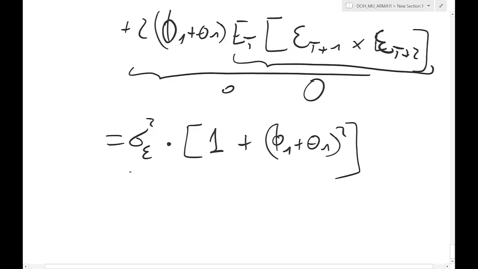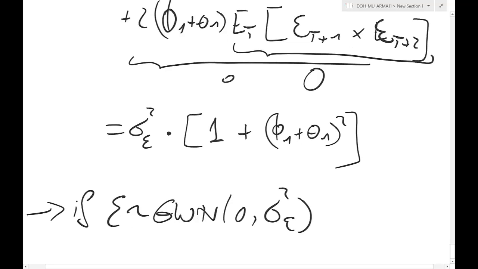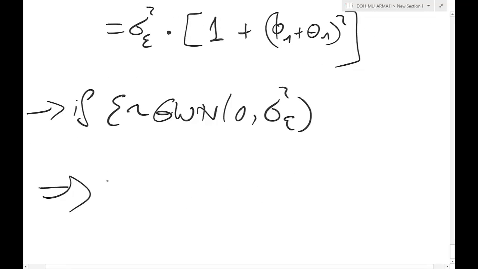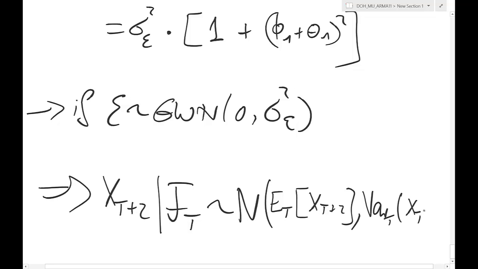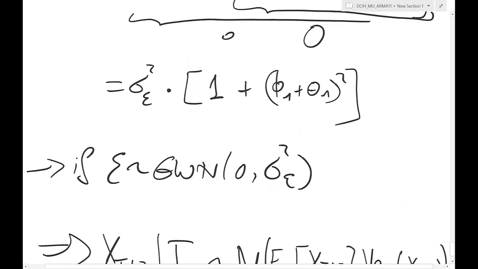Therefore, what do we have? We therefore have, again, if the epsilon is Gaussian white noise, then we now just derived that X_{t+2} as of today, as of F_t, will follow a Gaussian variable with the mean, that's our forecast. It's like that. We've determined that from above. And the measure for the uncertainty would just be the variance, the conditional variance, as we've determined here.